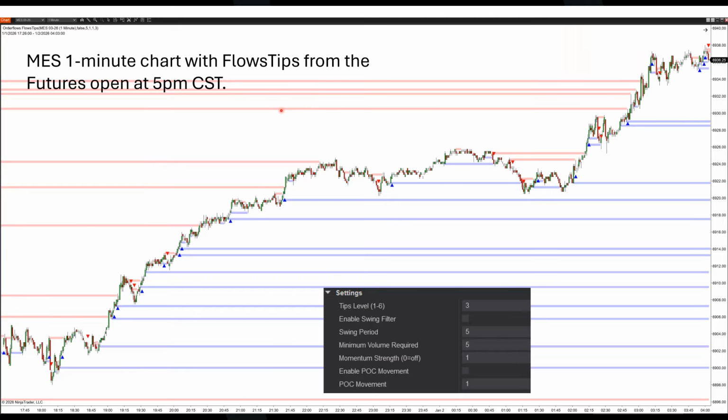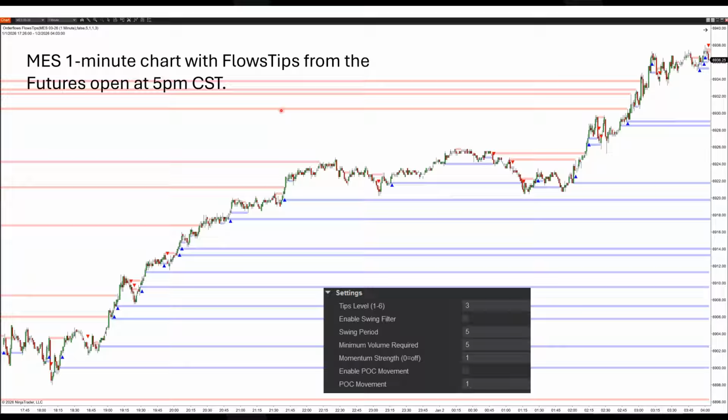Okay, so just really quick, again, you could adjust the settings depending on the market you're trading. This is tips level 3, momentum strength of 1. This is in the overnight session in the MES, right? You see it gives some very good signals.